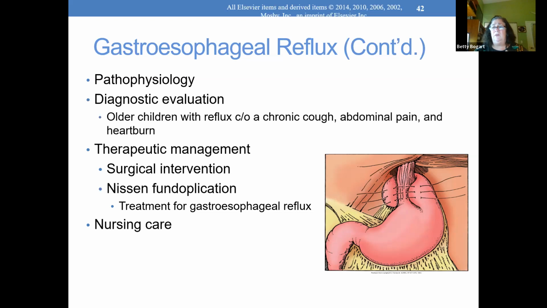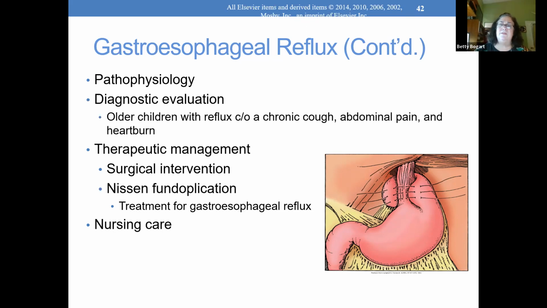These children will literally arch. You will see their heads go back, their backs arch, and their legs will spew, and they will cry. And you know that they're refluxing. You can almost feel it the way that they push their abdomens.